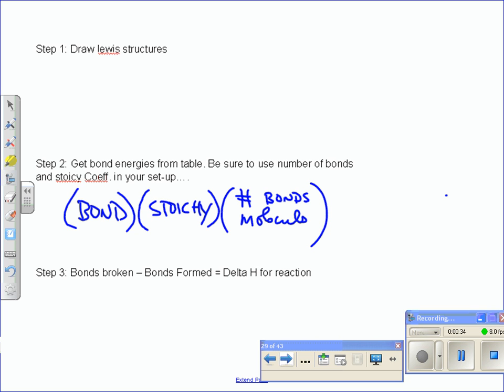Key part is first you'd have to draw the Lewis structures because you need to be able to see the number of bonds and the kind of bonds. So that's the first step. Draw the Lewis structures. Step two, you get the bond energies from the table, use the number of bonds from the Lewis structure and your stoichiometric coefficient to find the value for each of them. Then what you do is you take all those values, you total the bonds broken, then minus bonds formed, and you get delta H. So the key thing is finding the number of bonds, or actually the bond energy.